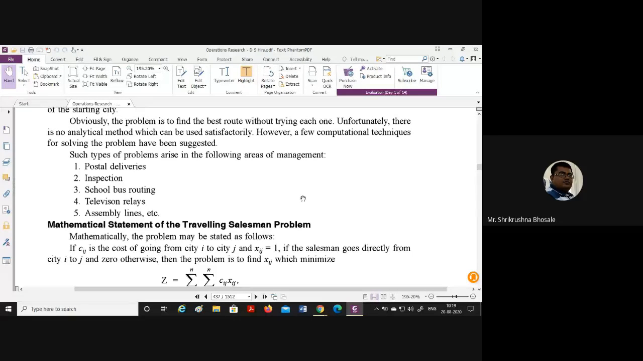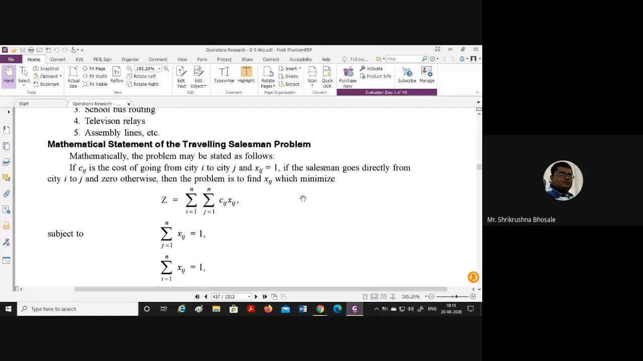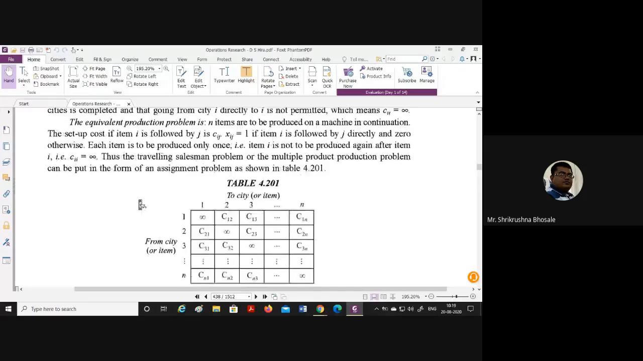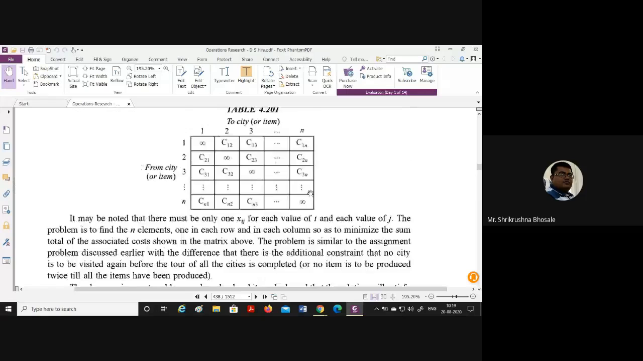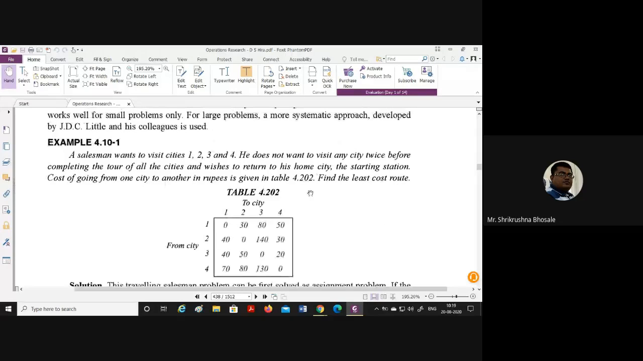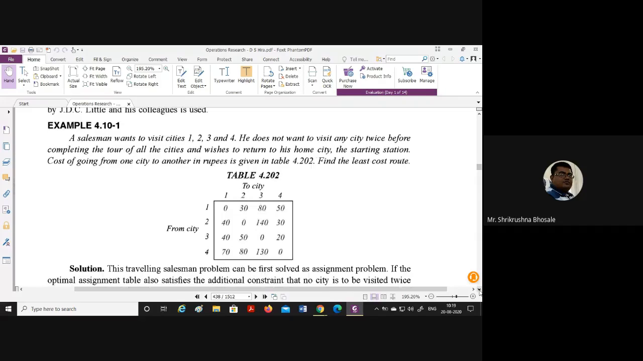Okay, so there is a mathematical expression, but we will not go deep into this. So directly we will go to the table. That table we will not detail. We will directly go to the problem. So it is the first simple problem. I hope everybody is visualizing this particular problem.